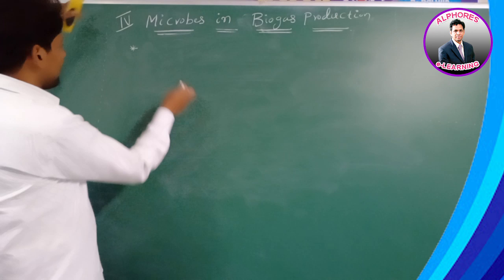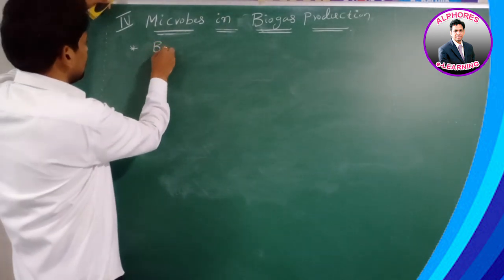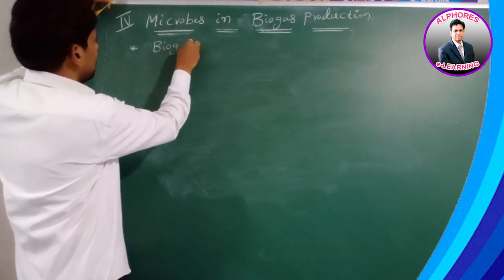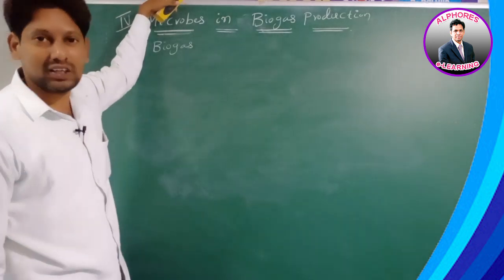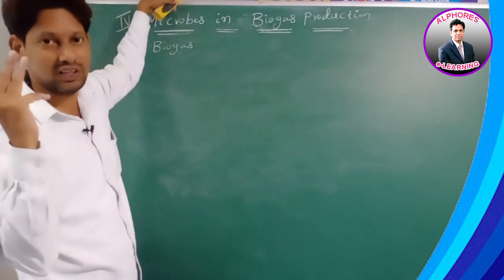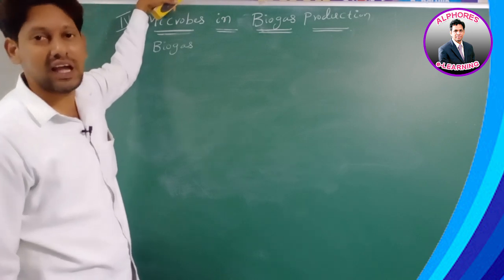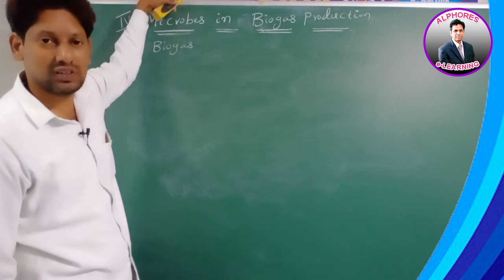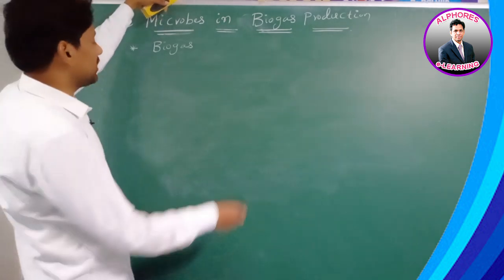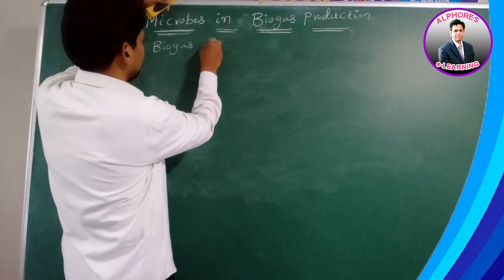Sir, biogas, what is it? Biogas production involves three steps. Involves how many steps? Three steps. And it is an anaerobic process. Which process? Anaerobic process.